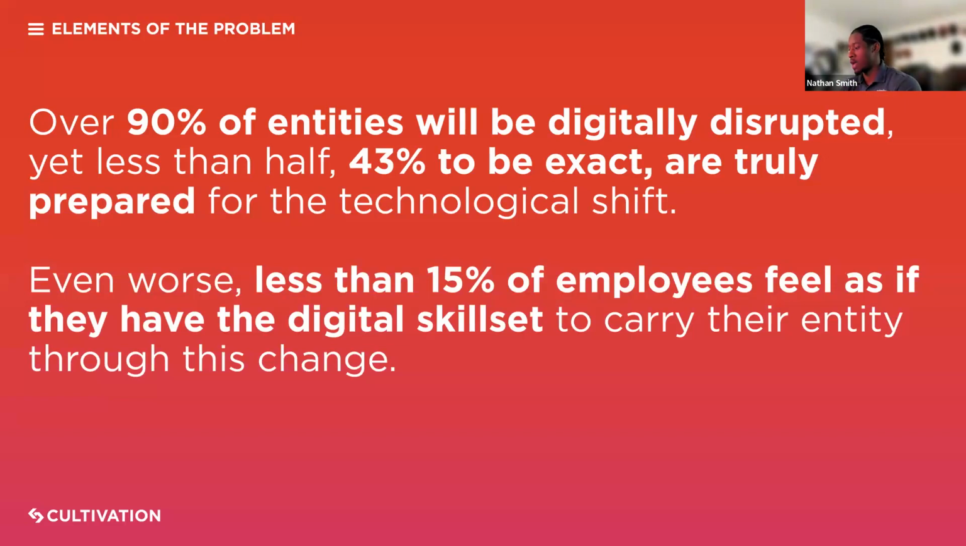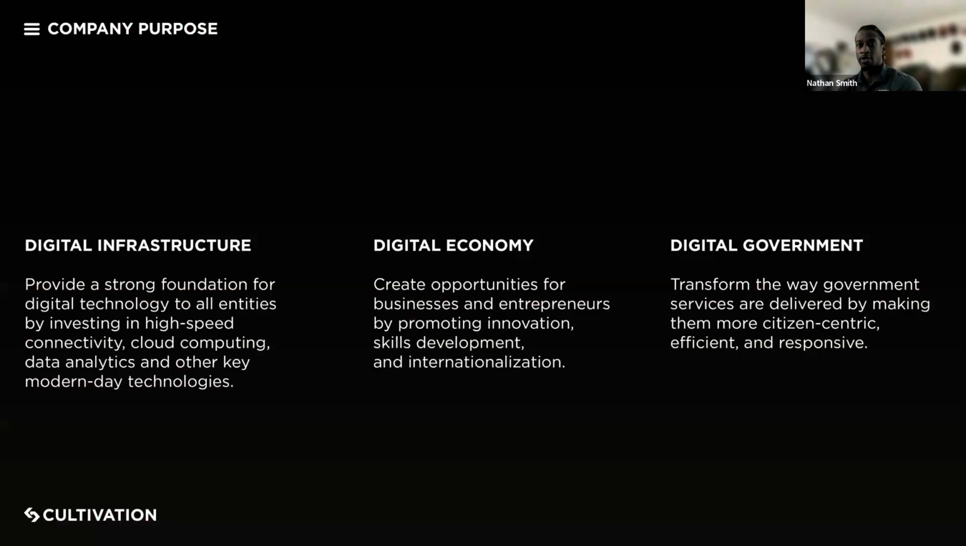And that is sort of why I decided to found Cultivation. Cultivation essentially has three different pillars: digital infrastructure, digital economy, and digital government. And that's sort of how digital transformation works in a nutshell. It aims to touch every single aspect of our world, whether on a macro scale or a micro scale. We want to provide a strong foundation for digital technology to all entities, by investing in much smarter technologies.